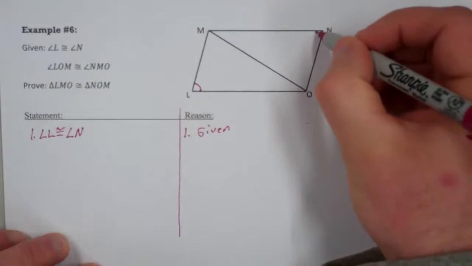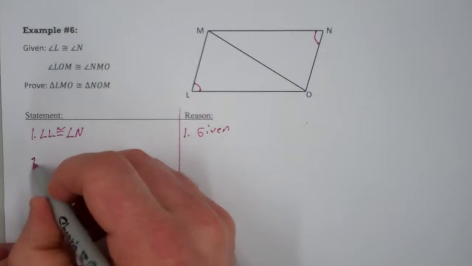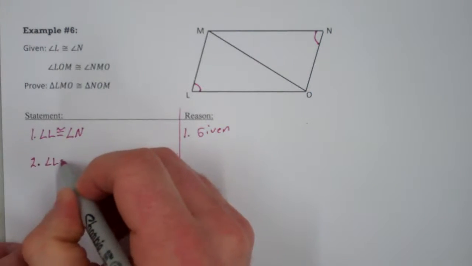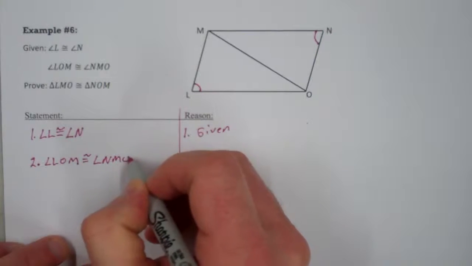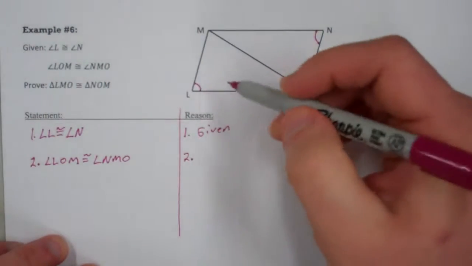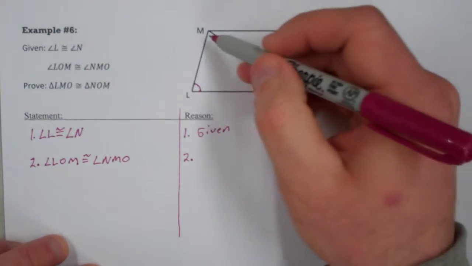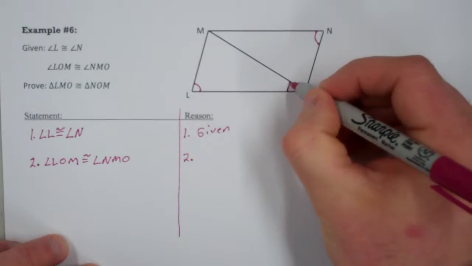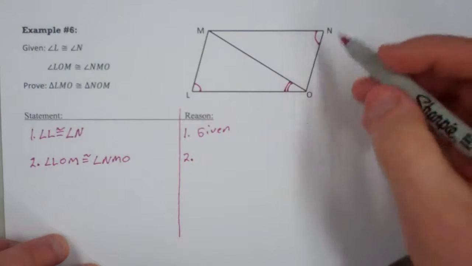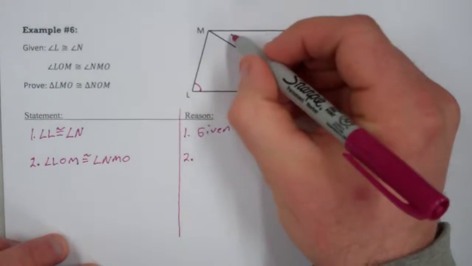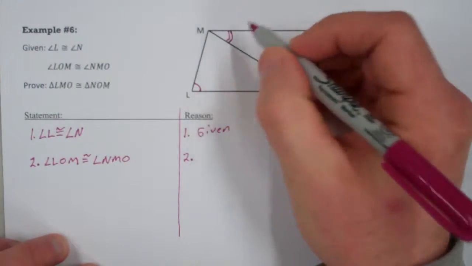So there's L, and there's N. Second thing, we've got angle LOM is congruent to angle NMO. Well, LOM would be this one, and we want to use a different set of angle marks or tick marks. And NMO is this guy over here.